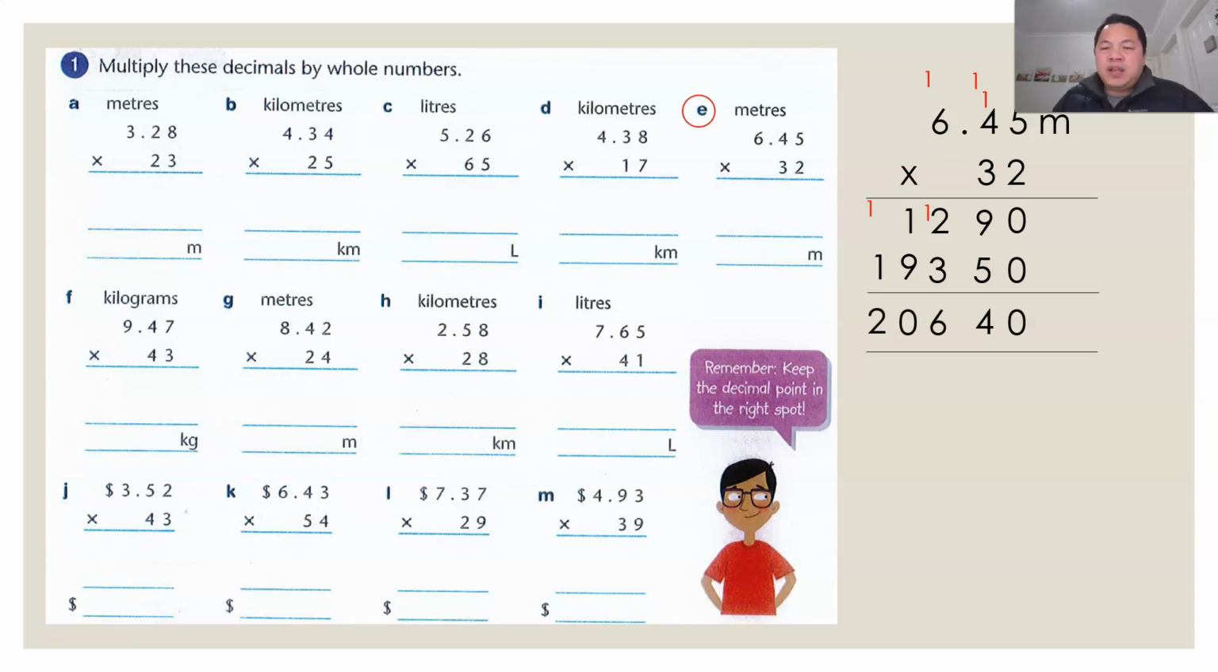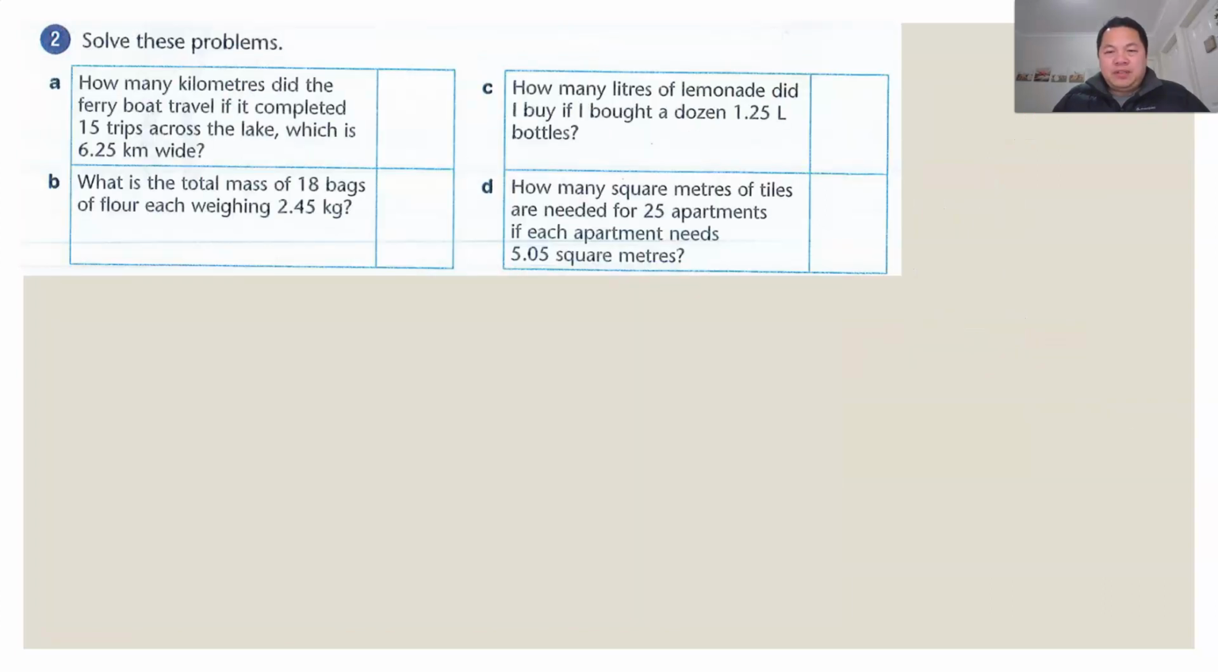Again, now we've got to decide how many decimal places to move back. Since there are two digits behind the decimal point, we've got to move the decimal point two places forward. So that's how you get 206.40 meters.